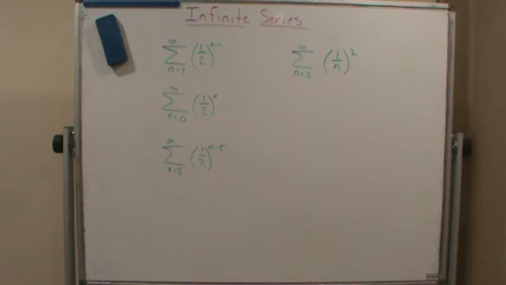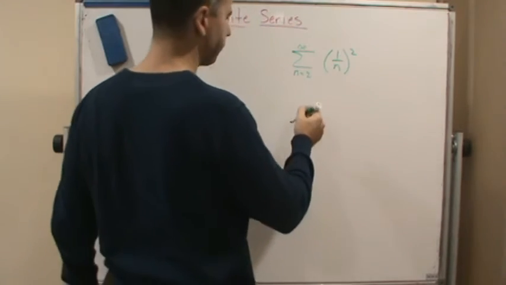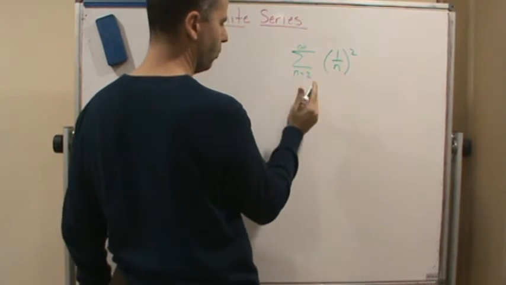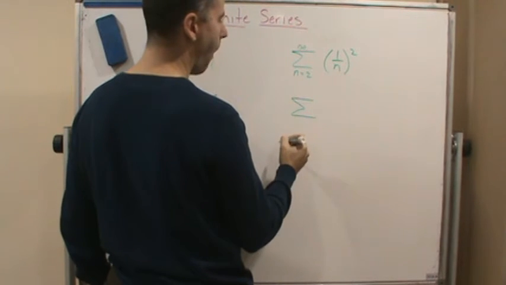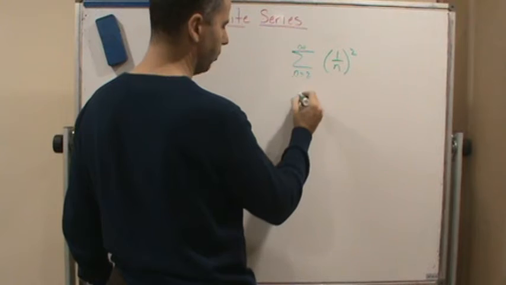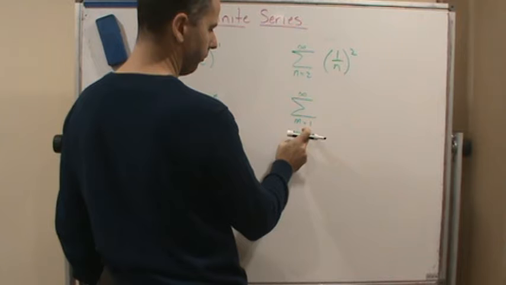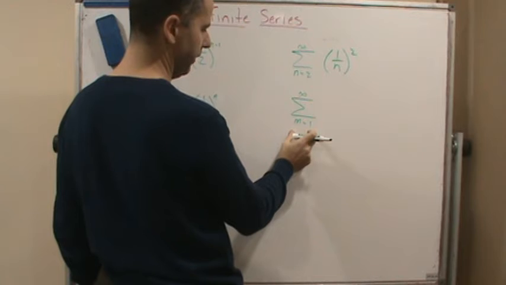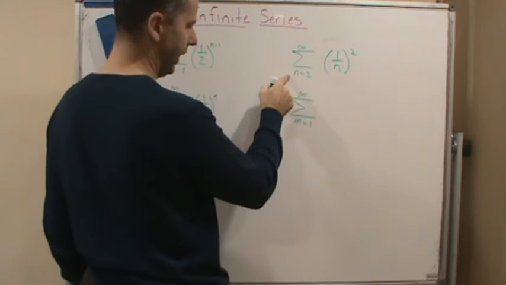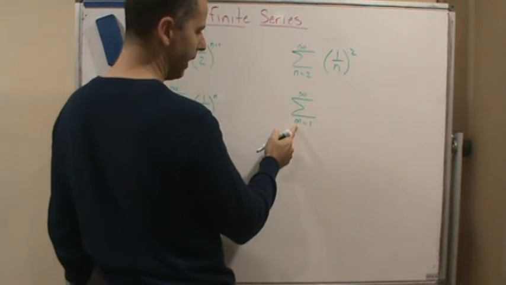So we can introduce a new variable. If we want the index to start at 1, we can rewrite this by introducing a new variable. So let's say we want m to equal 1 to infinity. Now we want this m to equal 1. So how do we have to change this to this? Well, in order to change n equals 2 to m equals 1, what would m have to equal?